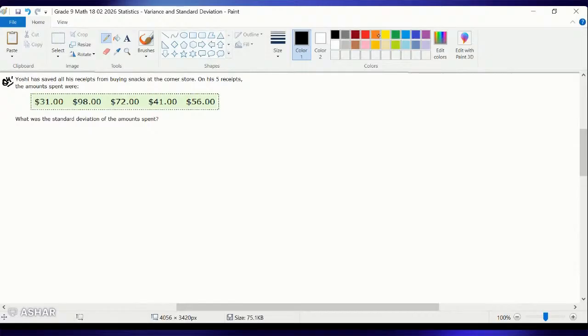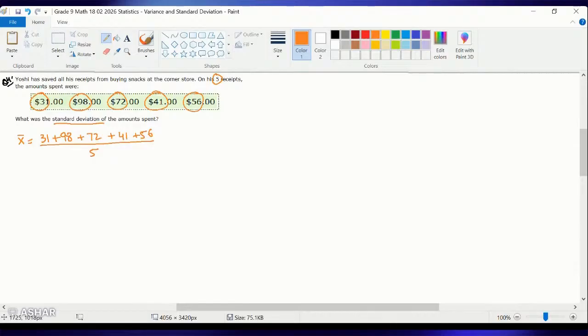See, there were a total of 5 values. These are the values given to us. Let's say we have to find the standard deviation. So we know that the mean would be 31 plus 98 plus 72 plus 41 plus 56, to be divided by 5 because there were 5 values. So let's add 31 plus 98, 72, 41 and 56.